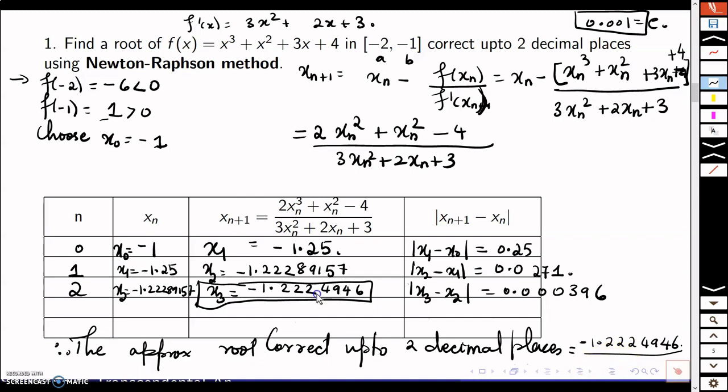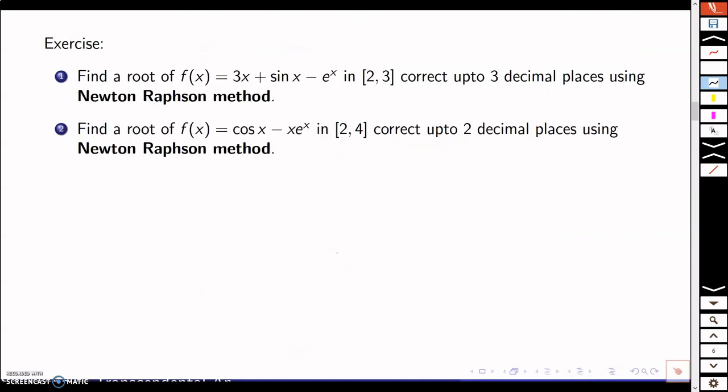All right. So these are some problems for you all to try. Find the approximate root of this function in the interval 2, 3, correct up to 3 decimal places using Newton-Raphson method. And one more function is given, cos x minus x times e raised to x in the interval 2, 4, correct up to 2 decimal places using the Newton-Raphson method.